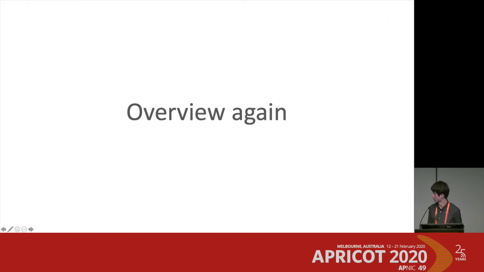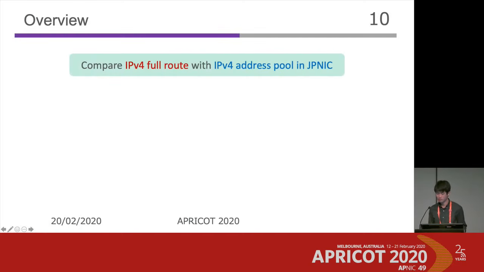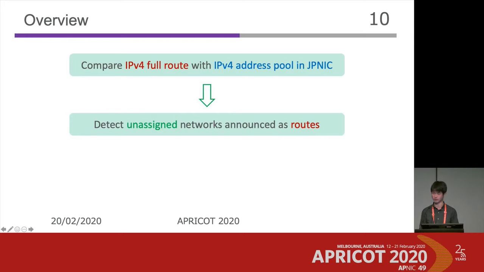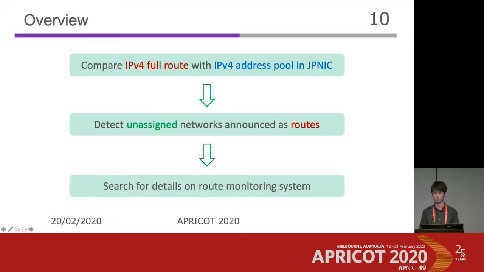So, an overview again. We compare the IPv4 routes with the IPv4 address pool in JPNIC. Then we detect the unassigned networks announced as routes. And finally, we search for details on a route monitoring system.